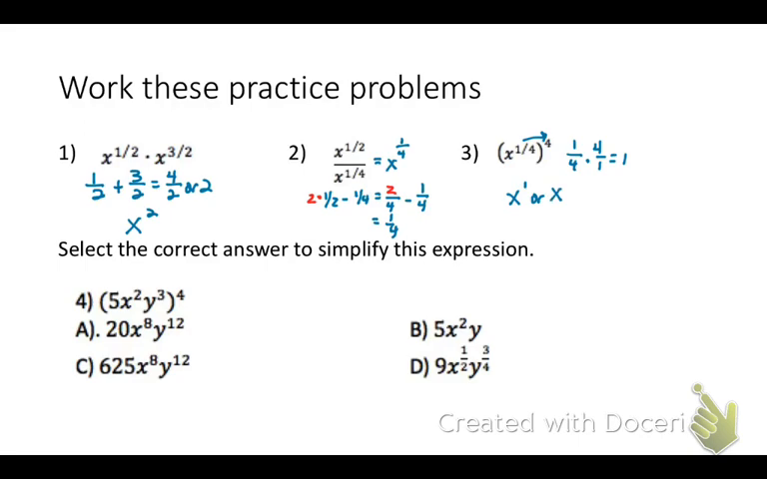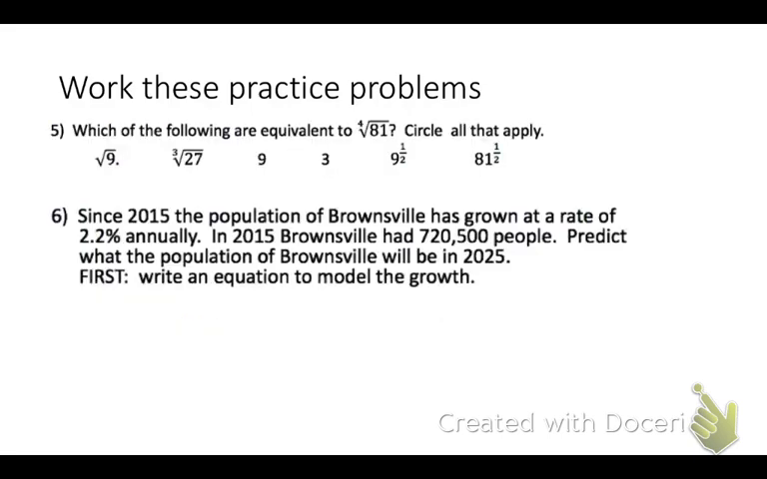Now number 4, we're raising each of those to the 4th power. So 5 to the 4th power is 625. I'm going to multiply my exponents together. 2 times 4 is 8, and 3 times 4 is 12. So our answer is C, 625, x to the 8th, y to the 12th. All right, let's look at a few more examples.